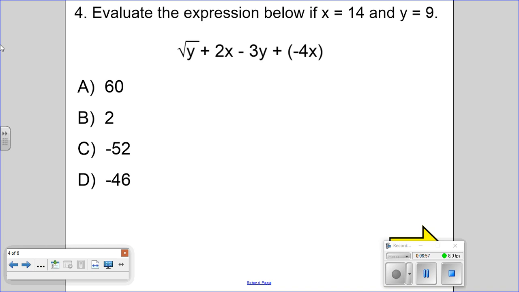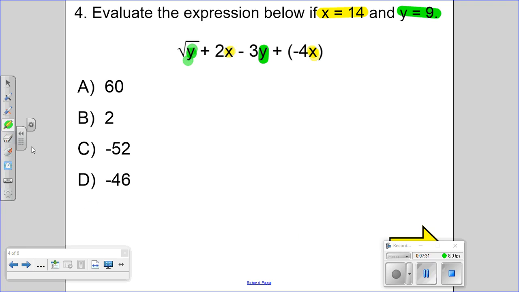So remember that when we're evaluating, we're going to take these numbers and we're going to put them in the place of the letters. So in this problem, they tell us that x equals 14. So what I should do is go down below, and everywhere I see the letter x, I need to replace that with the number 14. They also told us that the value for y is 9. So everywhere in this expression where I see the letter y, I need to replace that with a 9.